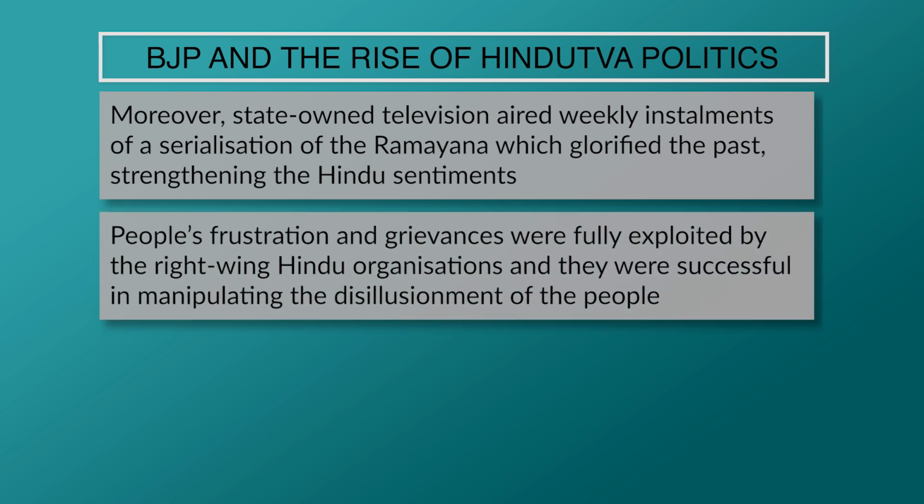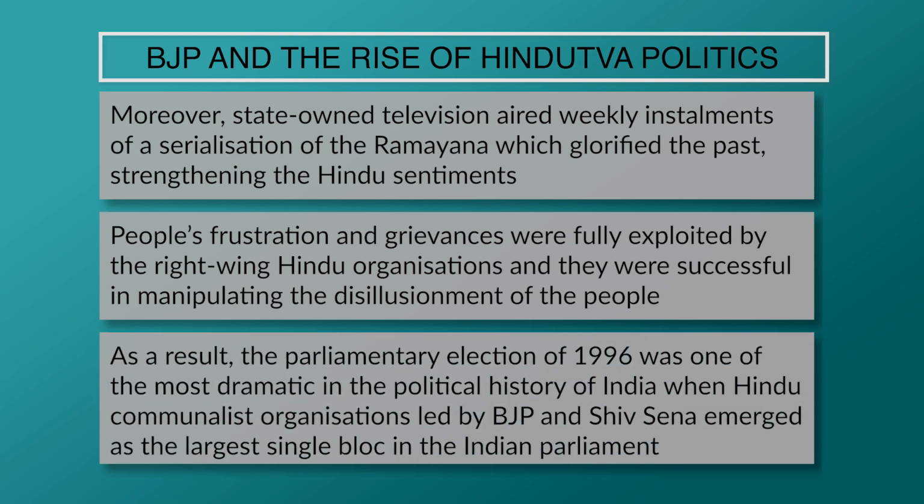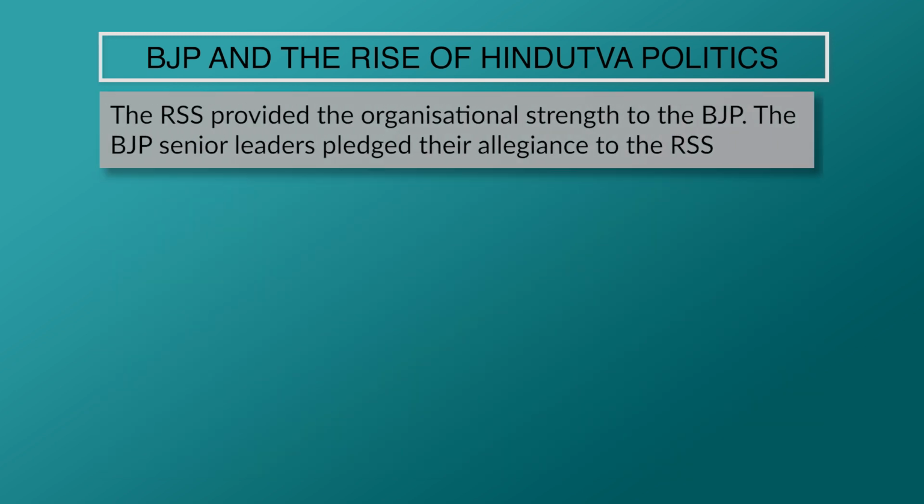People's frustrations and grievances were fully exploited by the right-wing Hindu organizations, and they were successful in manipulating the disillusionment of the people. As a result, the parliamentary election of 1996 was one of the most dramatic in the political history of India, when Hindu communalist organizations led by BJP and Shiv Sena emerged as the largest single bloc in the Indian parliament. The RSS provided the organizational strength to the BJP, and its senior leaders pledged their allegiance to the RSS.